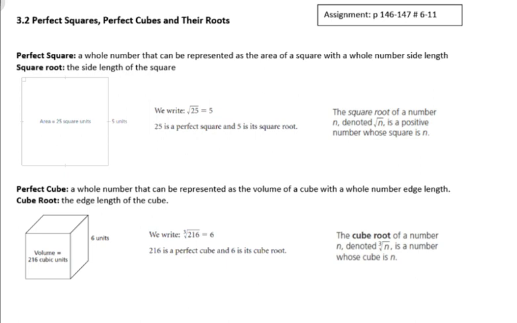Hi everybody and welcome back to another lesson. This time we are working with perfect squares, perfect cubes, and their roots. So again, some of this is going to be a review for you.